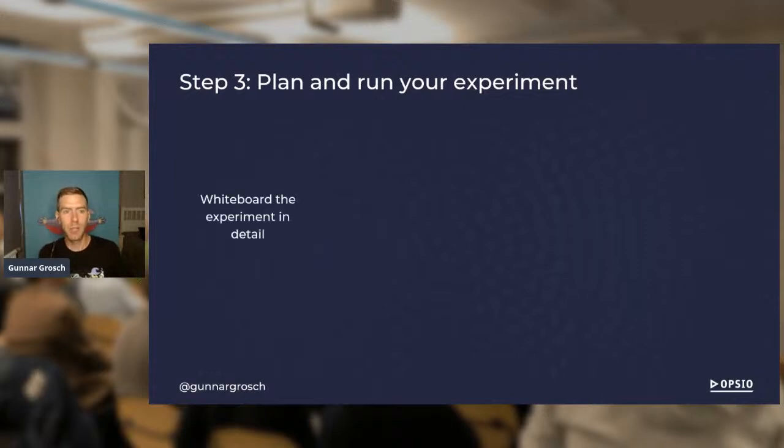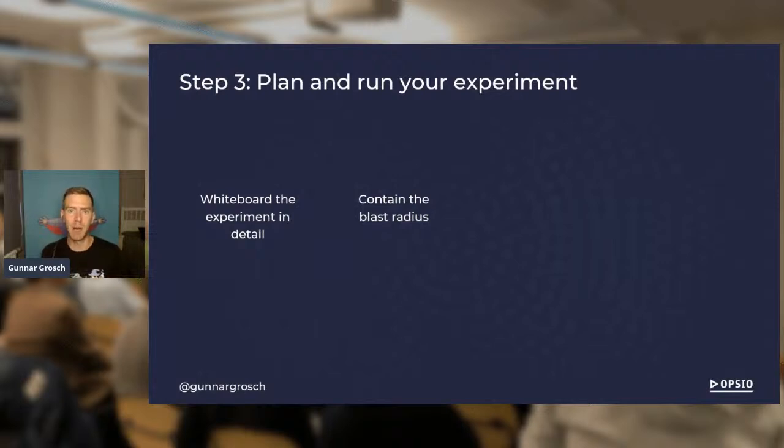And we start off easily by having a bunch of smart people in the room and whiteboarding the experiment in detail. We include the people that know about these parts of the system. We include people that are affected by this experiment. And we try to whiteboard the experiment in detail so we know, or at least try to know, what is going to happen when we run the experiment. And we think about the blast radius of our experiments.